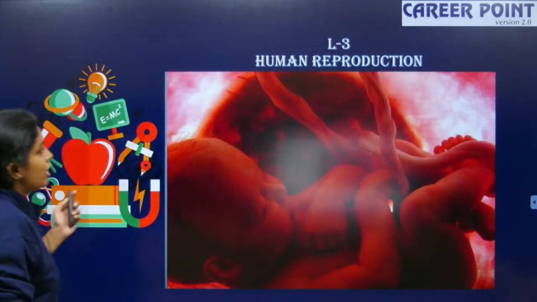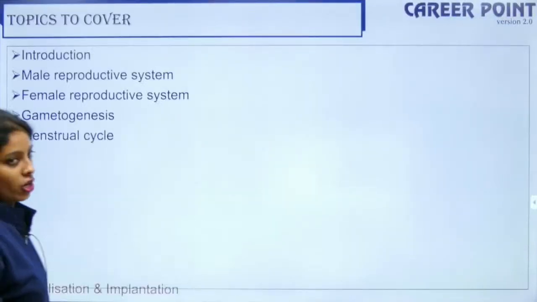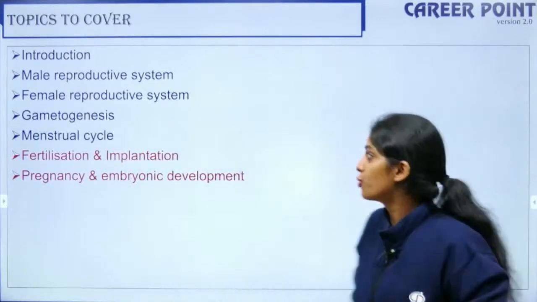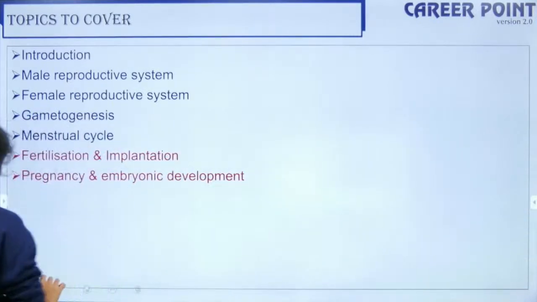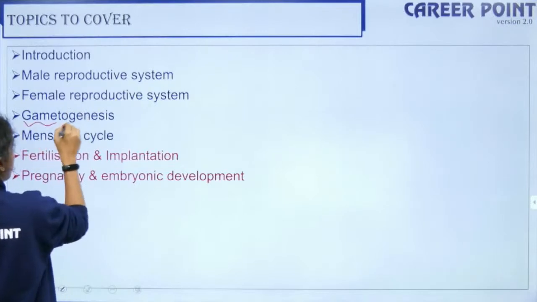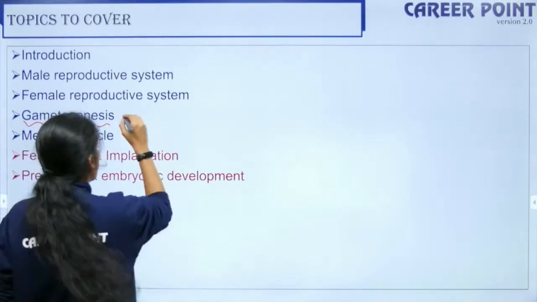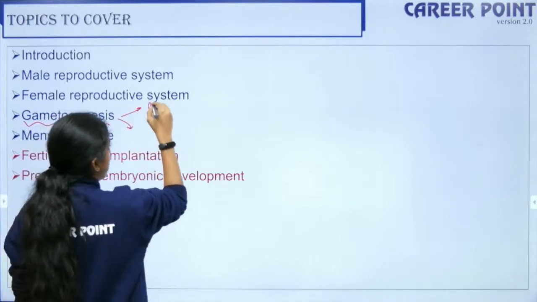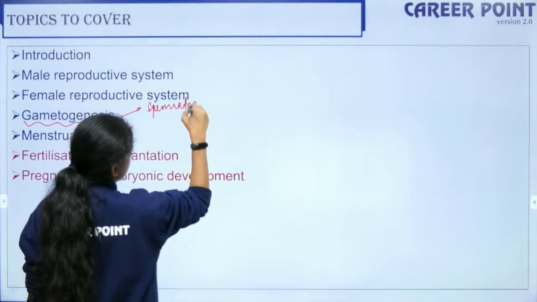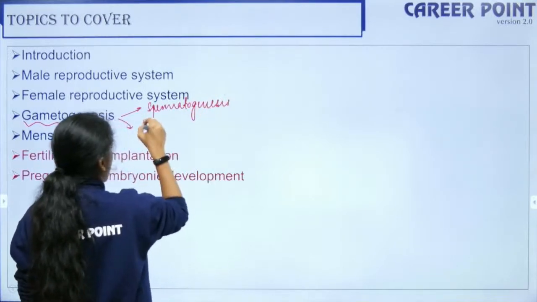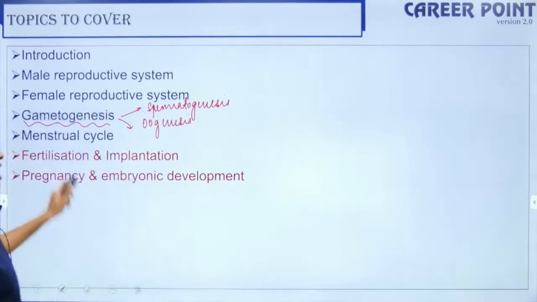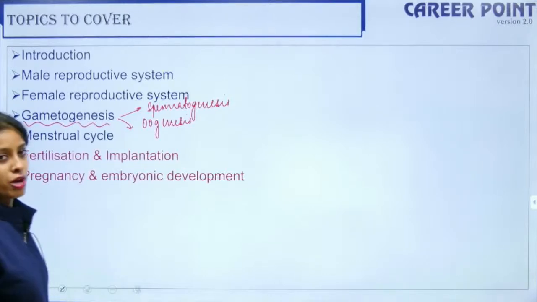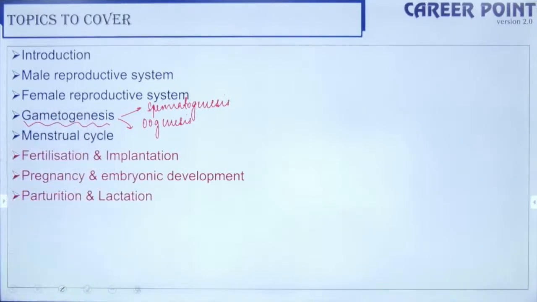No issues. Fine. So human reproduction. What are the topics that we were talking about? We were discussing the 7 steps in human reproduction. We were talking about your male reproductive system. Then we went on to talk about your female reproductive system. Then we were talking about gametogenesis. Gametogenesis includes 2 things: your spermatogenesis and your oogenesis. Menstrual cycle we spoke about. Then we are about to talk about fertilization and implantation. Then we will talk about pregnancy and embryonic development, parturition and lactation.